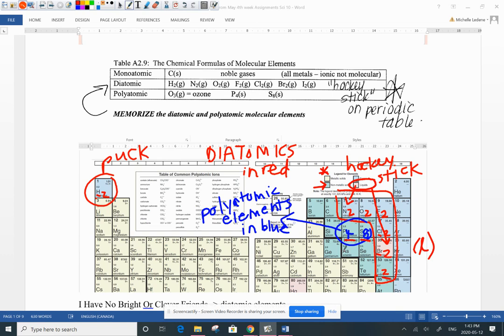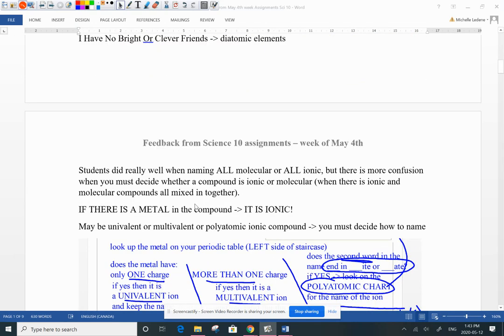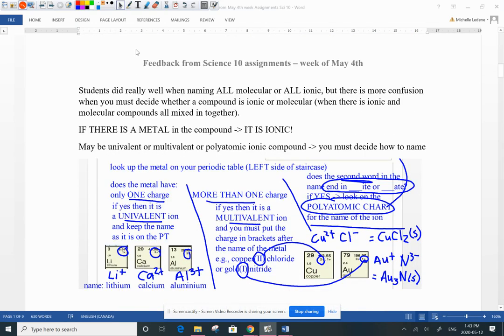Now your polyatomics, again, they're not written on your periodic table. You have to memorize this. So your polyatomics, P4 and S8, and then of course ozone, as I mentioned already. So many students, you just got to take the time, make a study chart or a card or a flashcard. You can use this, I have no bright or clever friends. That's another way of memorizing it. Okay, so please make sure that you take the time to do that.